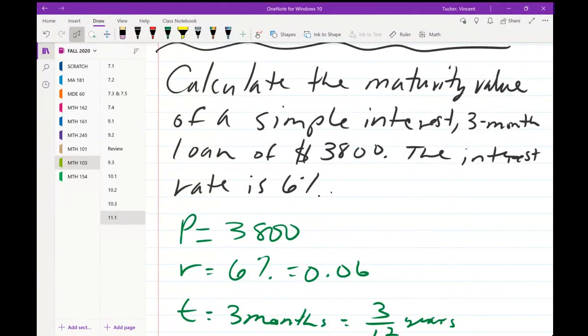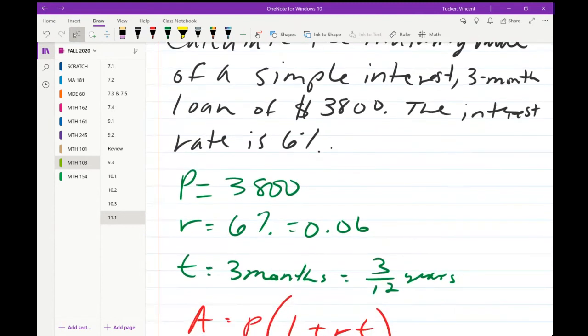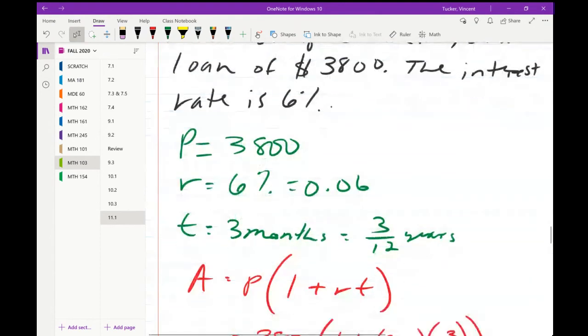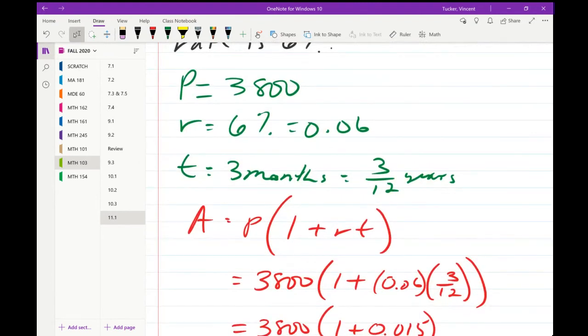All right, next one. Calculate the maturity value of a simple interest 3-month loan of $3,800. The interest rate is 6%. So we'll do this one the other way. A equal to P times 1 plus RT. P is 3,800, R is 0.06. And it's a 3-month loan, so it's 3 over 12. P times 1 plus RT, so P 3,800, and we have 1 plus 0.06 times 3 over 12.